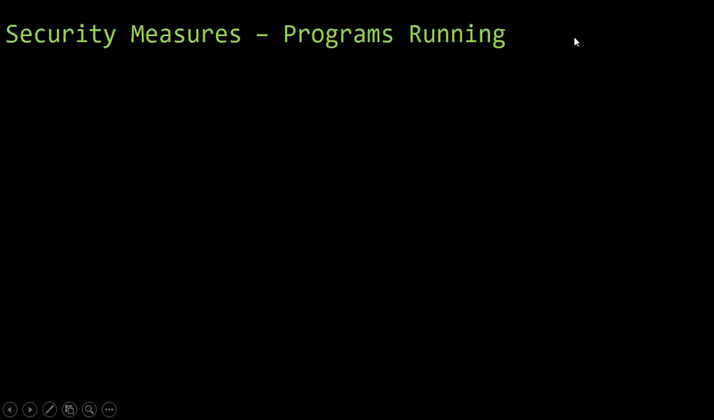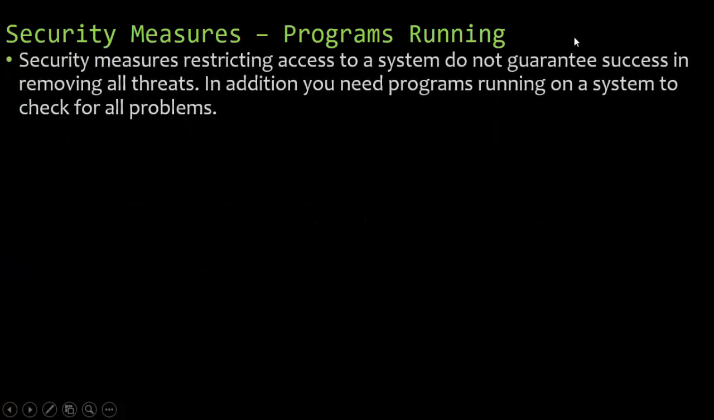All right, security measures, because programs are constantly running. Security measures restricting access to a system do not guarantee success in removing all the threats. There are lots of things you can do, but it's not always going to guarantee success.